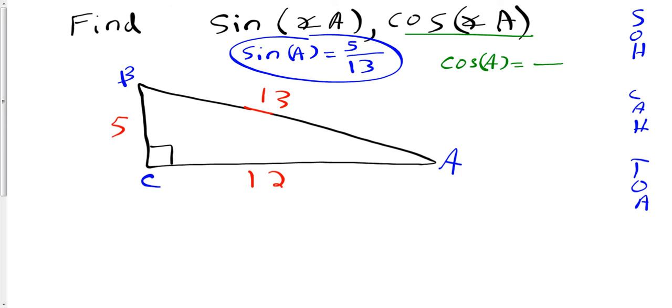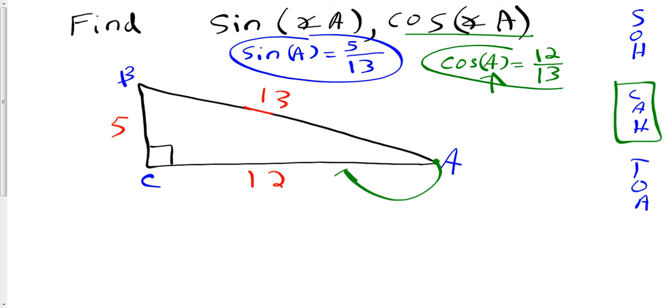So in this situation, we're going to go to angle A, of course. This is our angle here. We're going to go adjacent, which is right here, not the hypotenuse, the smaller of the two. So adjacent is 12. We're using this one. Hypotenuse is 13, and that's our answer. Cosine of A is 12 over 13.